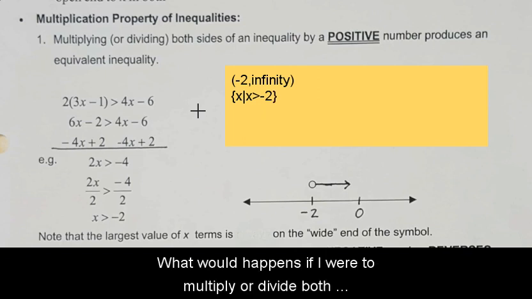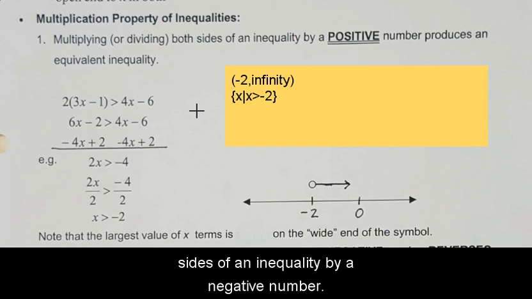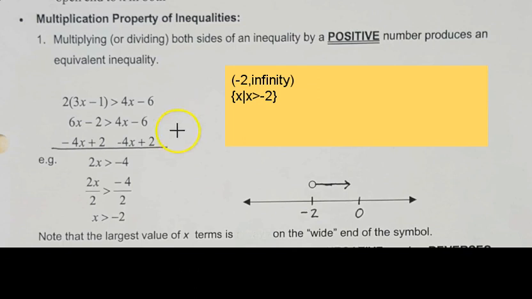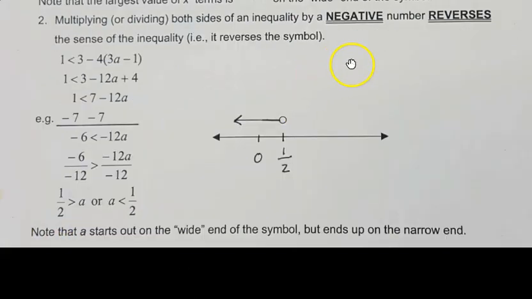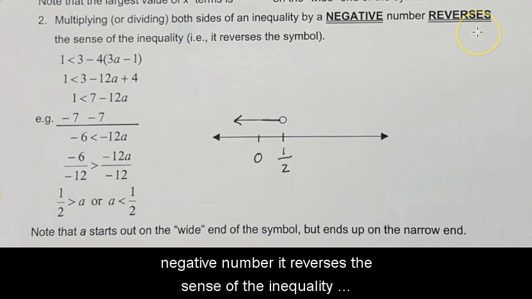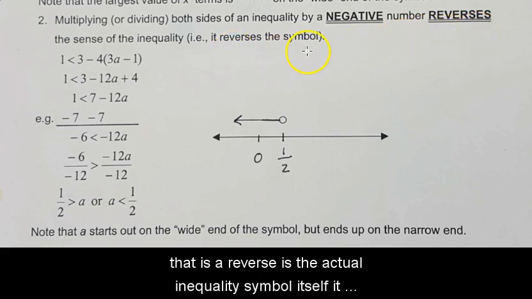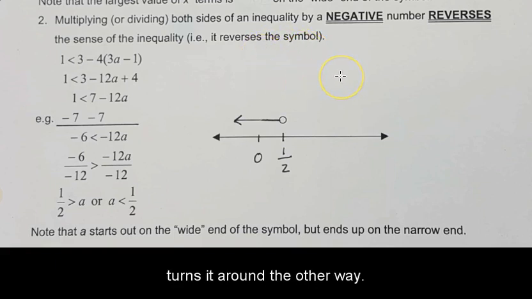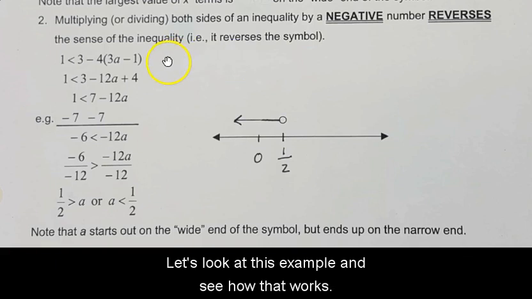What would happen if I were to multiply or divide both sides of an inequality by a negative number? This is a different situation. When you multiply or divide both sides of an inequality by a negative number, it reverses the sense of the inequality. That is, it reverses the actual inequality symbol itself. It turns it around the other way. Let's look at this example and see how that works.